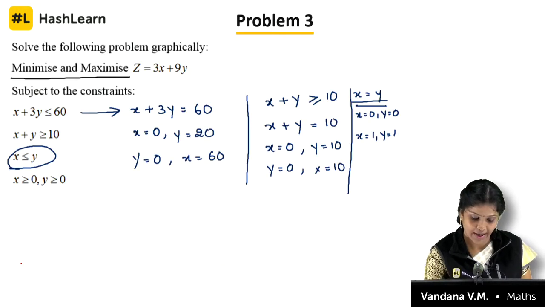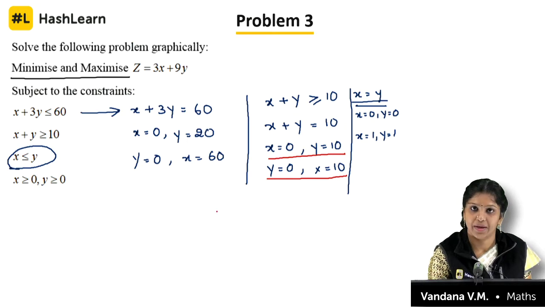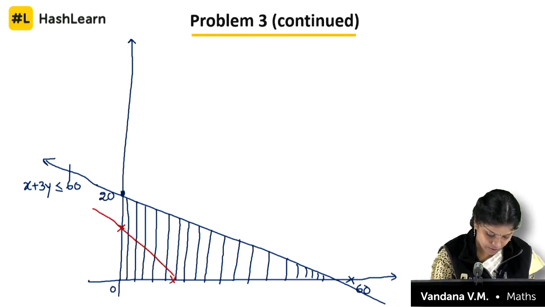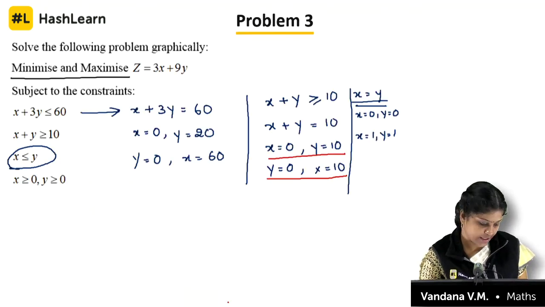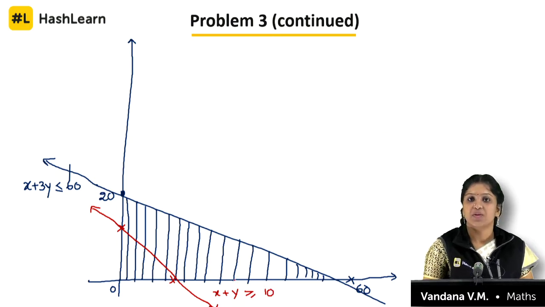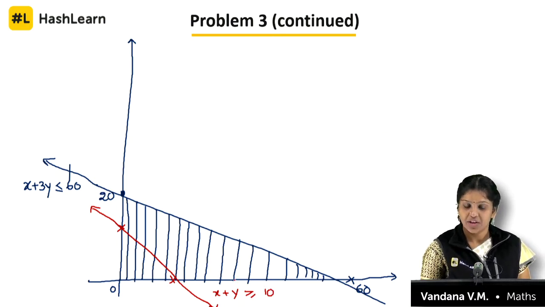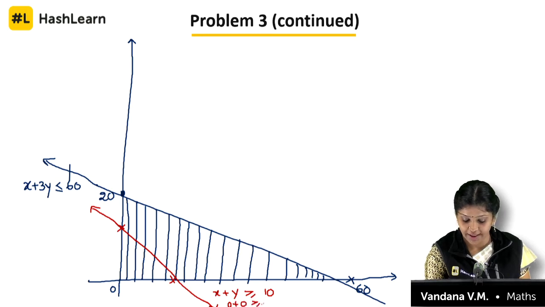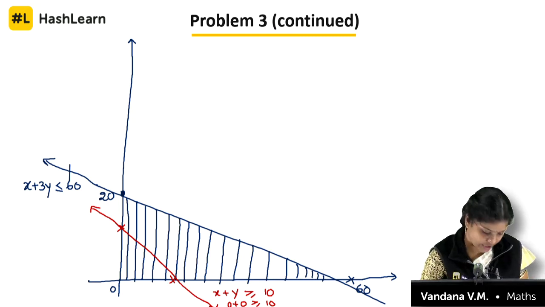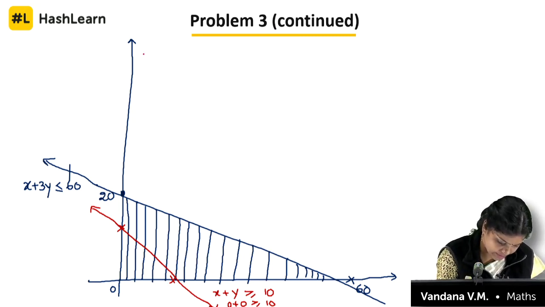Next one, the second equation. Go back and see, 0, 10 and 10, 0, both are 10 only. So 10 means somewhere here, 10 and here. This is the equation for what, children? It is x plus y greater than or equal to 10. This is also not passing through the origin. So substitute: 0 plus 0 is greater than or equal to 10, it seems. Wrong, right? So I have to shade the opposite side of the origin. So I have to shade like this.